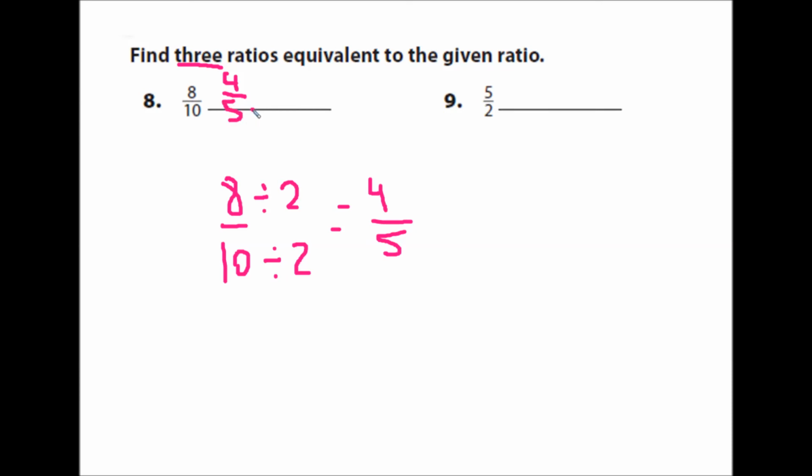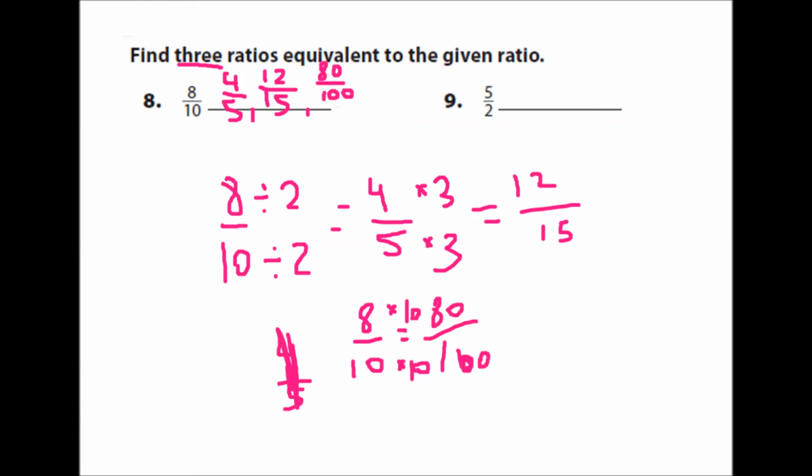That's right, 4/5. Okay, what I can do now is take this one and multiply it by 3. 4 times 3 is 12. 5 times 3 is 15. And so I get 12/15 as another equivalent. And there's literally an infinite number of equivalent ratios you can make, just like there are an infinite number of equivalent fractions.